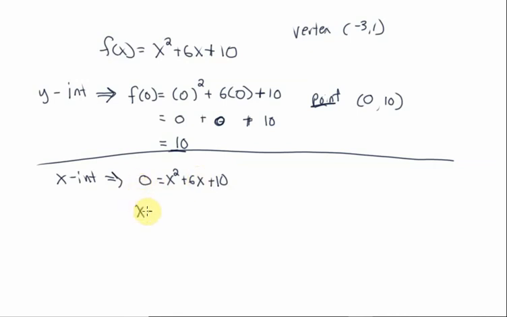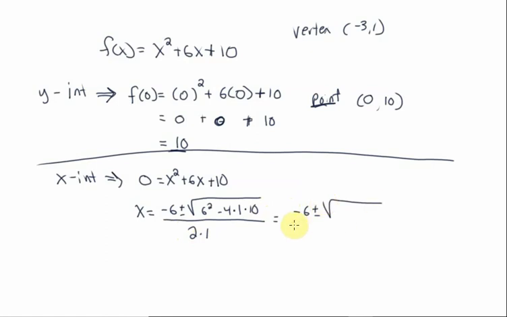Not too hard. X equals opposite of b, so negative 6, plus or minus the square root of 6 squared minus 4 times 1 times 10. I'm going really quickly here because we've already spent a whole lesson on the quadratic equation. So hopefully you feel confident in plugging in and doing these steps.